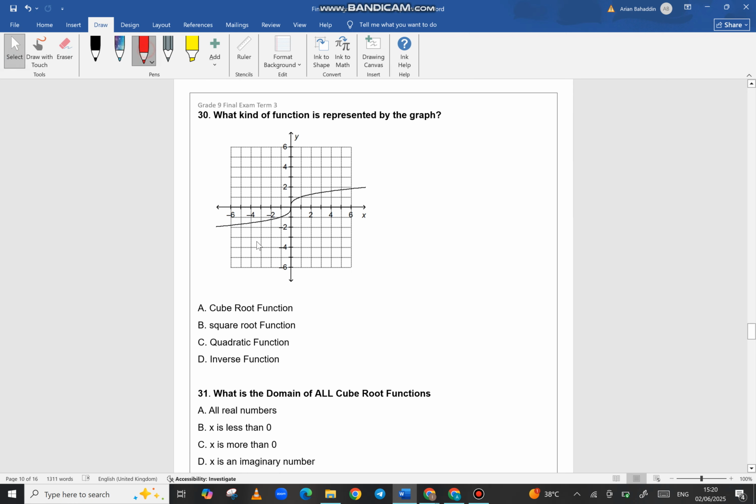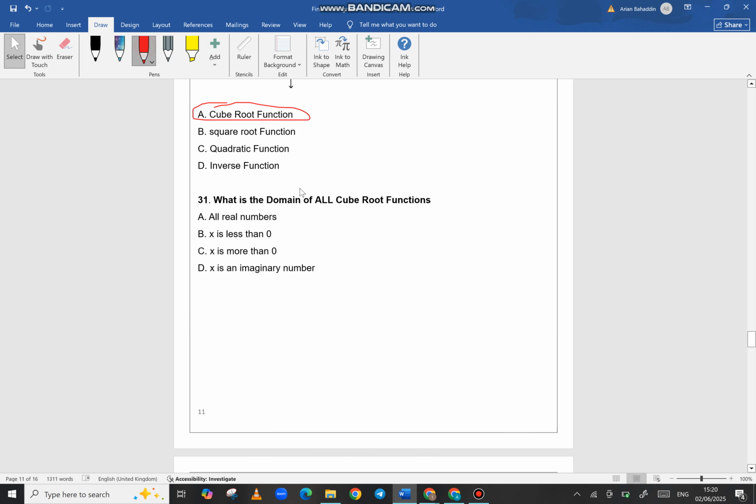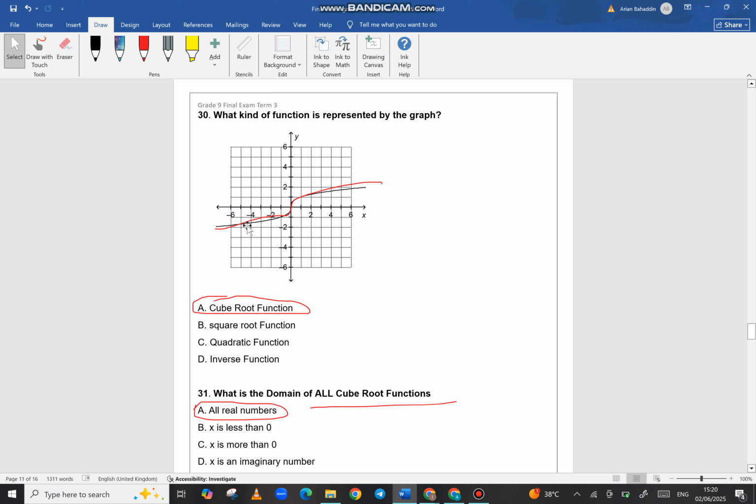What kind of function? It's something that looks like an S shape. It's called a cube root function. Simple. I haven't made it difficult. All cube root functions are all real numbers. How do we know? Just look at the graph. It goes to minus infinity, it goes to positive infinity. There's no gaps. Simple.